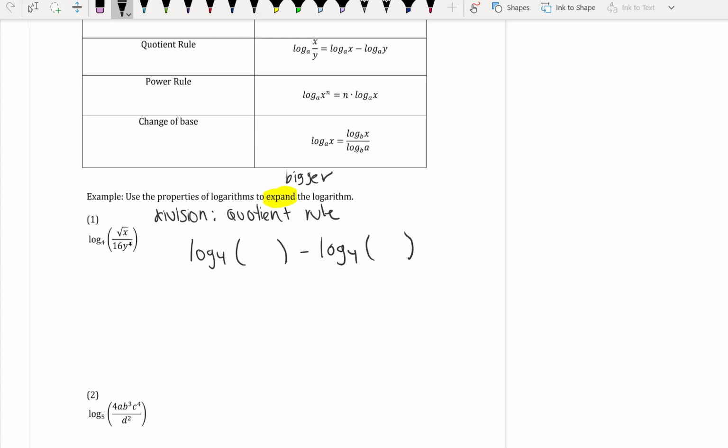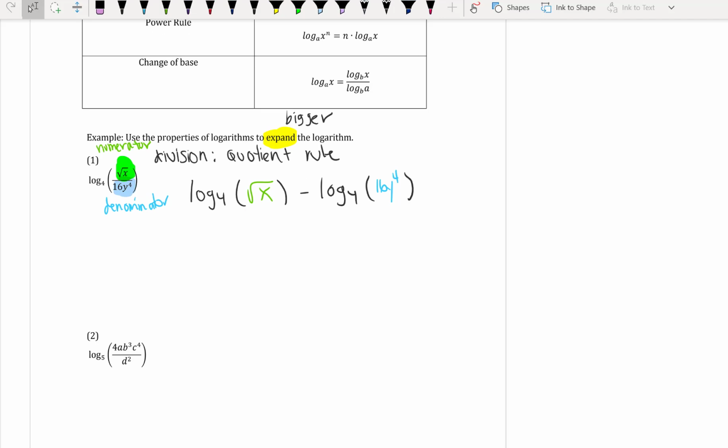So what we're going to plug in matters, the way that it's represented. So here I have my numerator. Our numerator is going to be written first. So that's the square root of x. Next we have the denominator. So that's 16y to the fourth. So that's going to be written secondly on the right hand side.